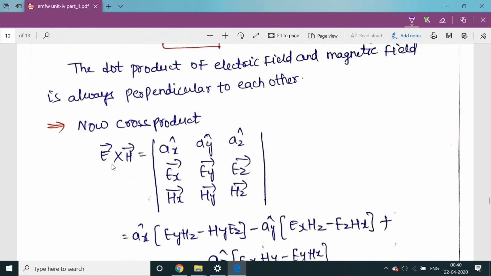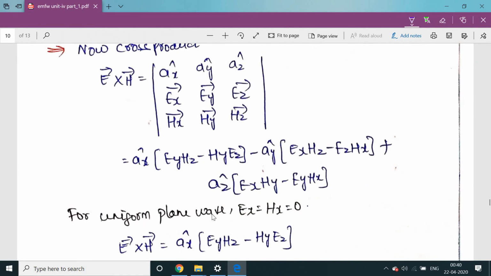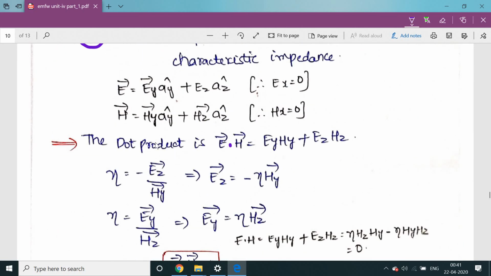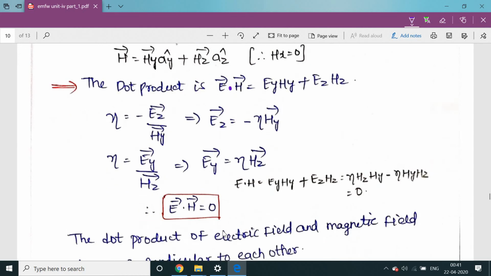Now if you do the cross product E cross H, that is the determinant with Ax, Ay, Az, Ex, Ey, Ez, Hx, Hy, Hz. For a uniform plane wave, Ex is equal to 0 and Hx is equal to 0. Zero into something is 0. So you have only the x direction. So Ax into this, and from this equation you can get some relations. You have got the values for Ez and Ey.